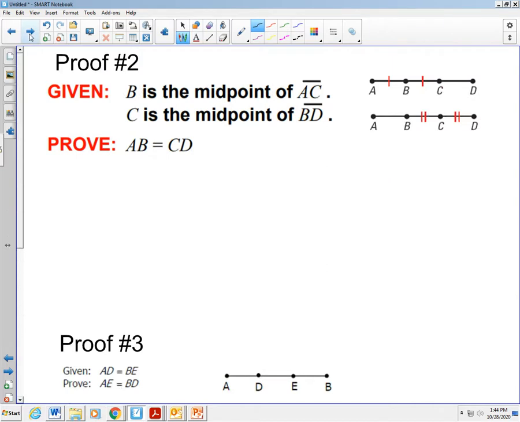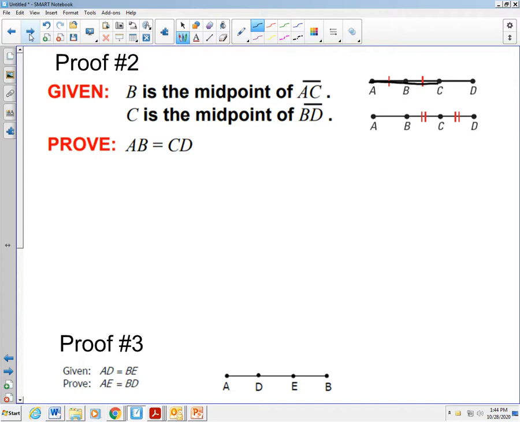Okay, proof number 2. B is the midpoint of AC. Okay? B is the midpoint of AC. So if you look at this picture, we already marked this for you. If B is the midpoint of AC, then we'll say that AB is congruent to BC.